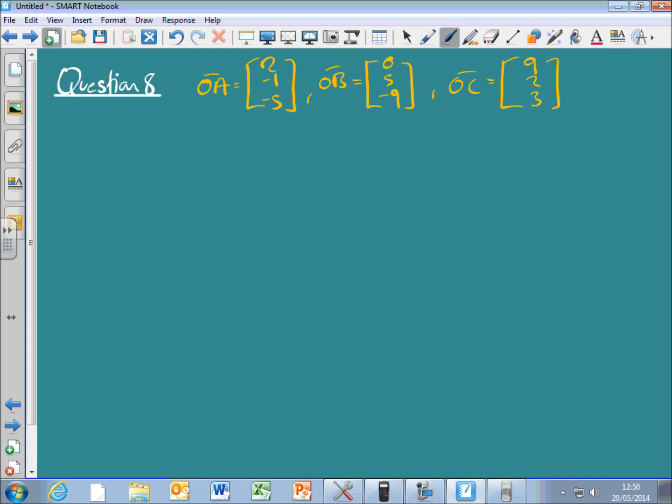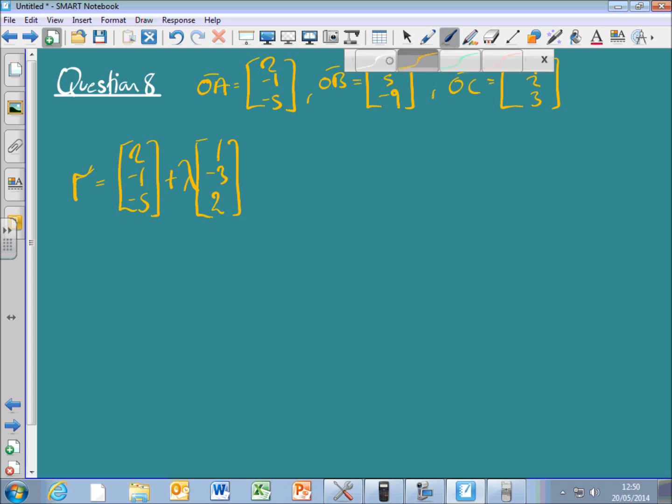It also tells me that there's a line, and the position of points on the line have this position vector (2, -1, -5). That gets you onto the line. Then you move along the line by a scalar in this direction. So lambda's just a scalar. Okay, so first of all we've got to verify that point B lies on the line.